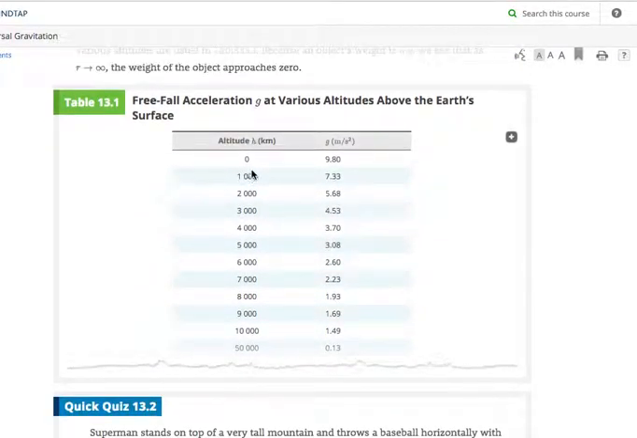And so here it gives you some of the values. 9.8 at 0 kilometers above the Earth. Get to 1,000 kilometers, it starts going down.